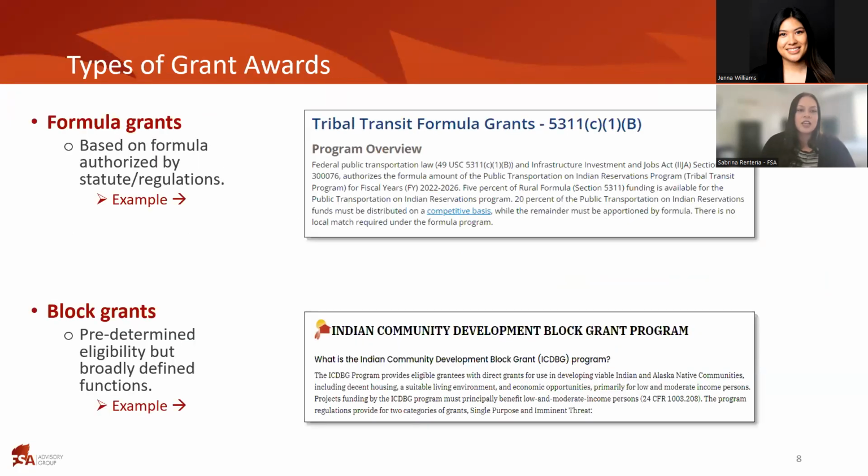So first things first, types of grant awards. Formula grants are formulas based on statutes or regulations. A quick example here is the tribal transit formula grant. Tribes are able to apply to this grant and obtain funds for transit programs, and it's based on a formula, usually population, or maybe it's based on a need. So this is where the amount of money that you get from a grant is based on a formula.